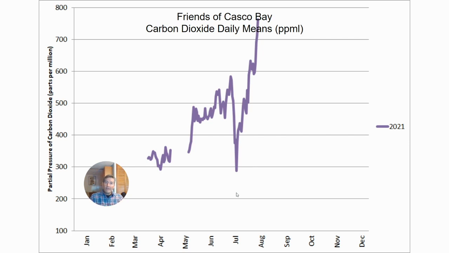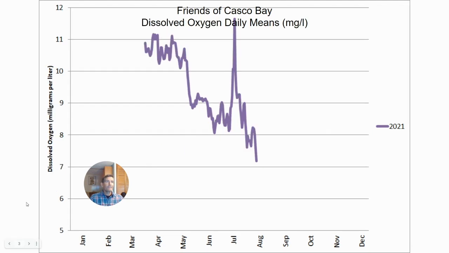If it's taking carbon dioxide out of the water, this bloom should also be adding oxygen to the water. And in fact, that's what we see. Early July, we see this big spike here in the amount of oxygen dissolved in the water. That bloom of phytoplankton, again through photosynthesis, is adding oxygen to the water. And we can see that here in the data.